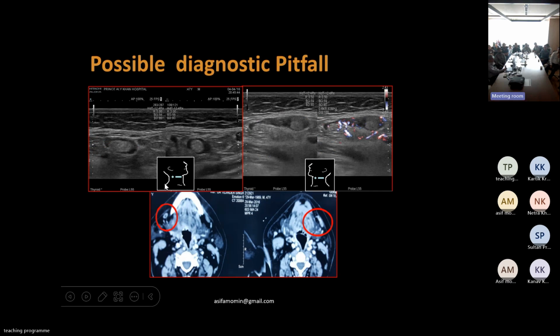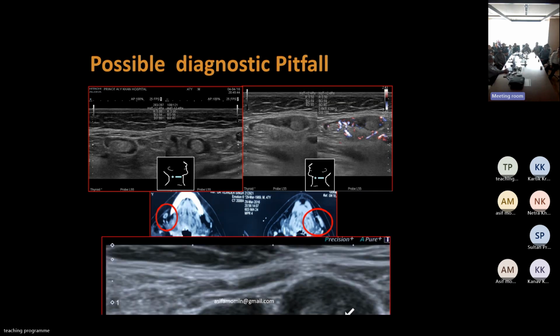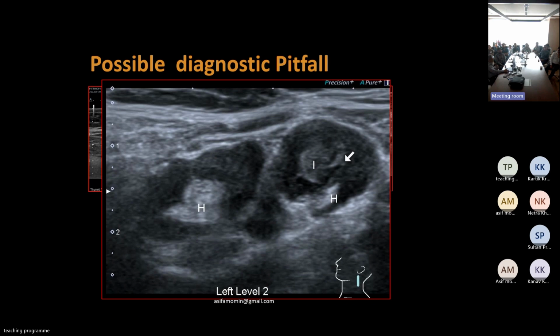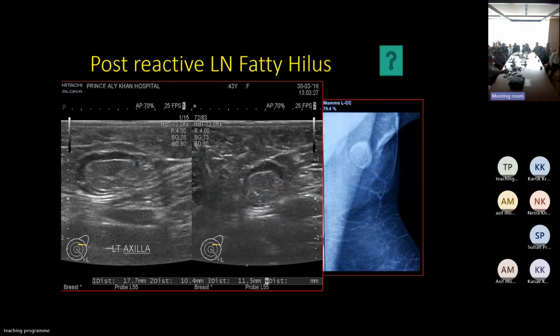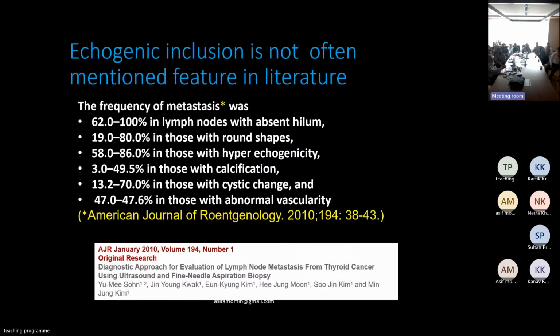What are the diagnostic pitfalls? A large fatty hilum can, on imaging, look like inclusions. We have to be aware whether this is fat or whether this is an inclusion. I think that comes by seeing the echogenicity, and we generally do not make any mistake. And sometimes the inclusion looks like a necrosis and then starts disintegrating over a period of time. We just skip.